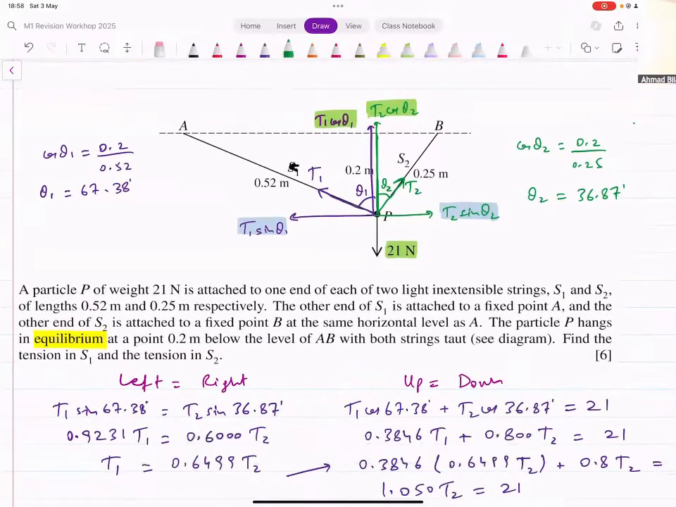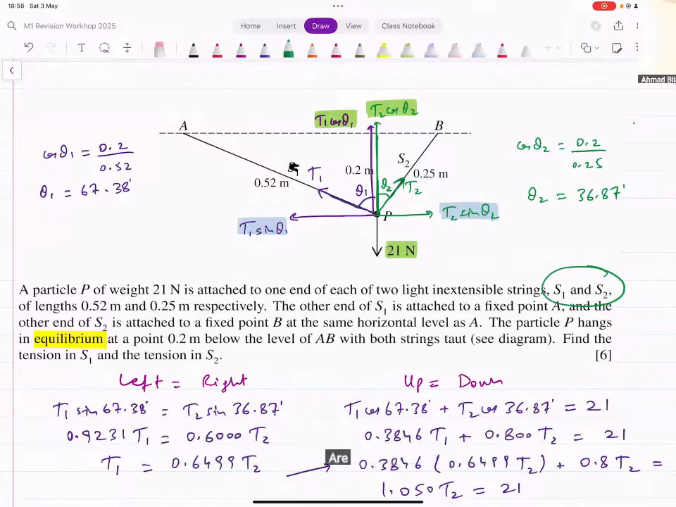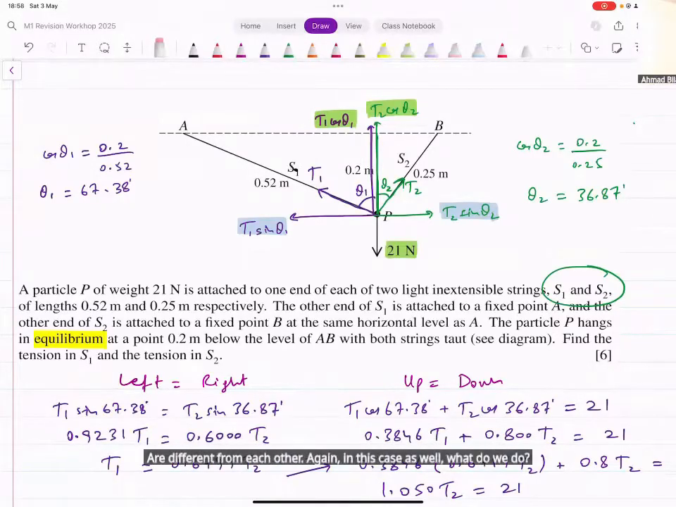One is S1 and the other is S2. Now, these are two different strings. When you have different strings, tensions are not going to be equal to each other. So we're going to assume them to be different from each other. Again, in this case as well, since it's equilibrium, we resolve the forces, equate the opposite forces, and that will give us the result.